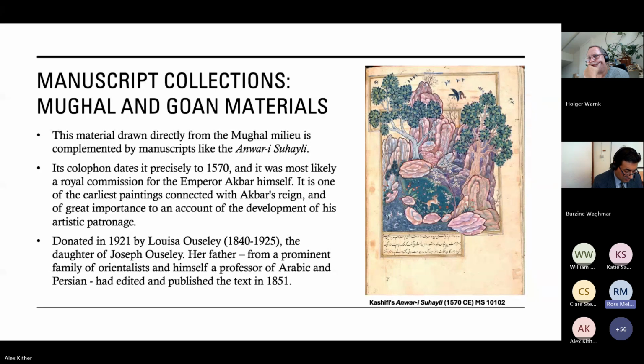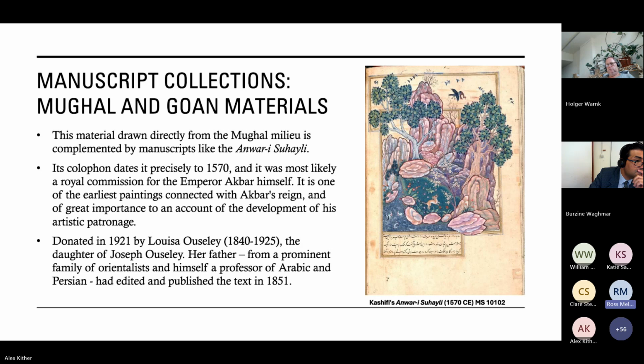For example, this copy of Kashifi's Anwari Suhaili. Its colophon, as I say, dates it very precisely to 1570, and it was almost certainly a royal commission for the Emperor Akbar himself, so it makes it one of the earliest paintings connected with Akbar's artistic patronage, and is of central importance to understanding the various phases of that artistic patronage and how it developed.